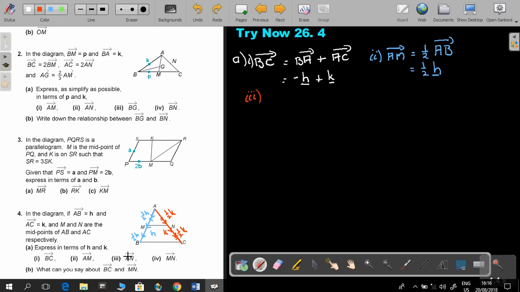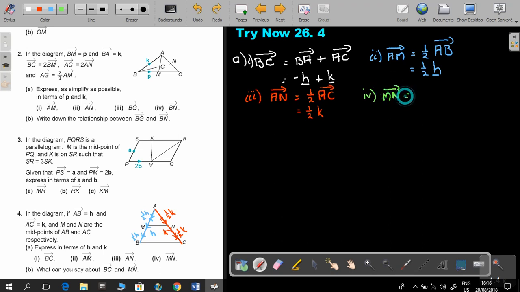Okay. And then I'm going to go to the third one. And that's going to be AN. Okay, now let's just see where's AN. AN will be the half again of AC. So that will be the half, and AC was just K. Okay, and that's going to be that answer. Okay, and now I'm going to go to my fourth one, and that's going to be MN.